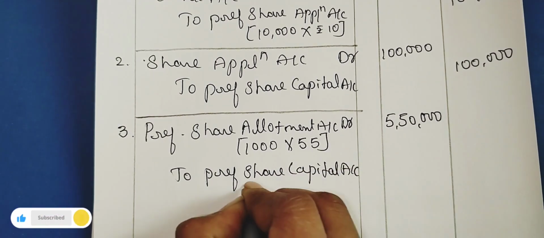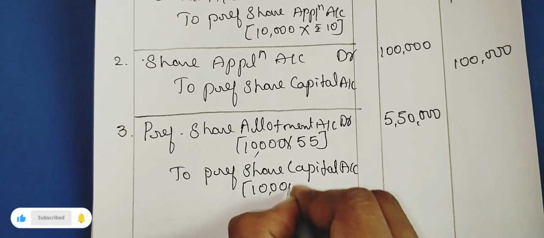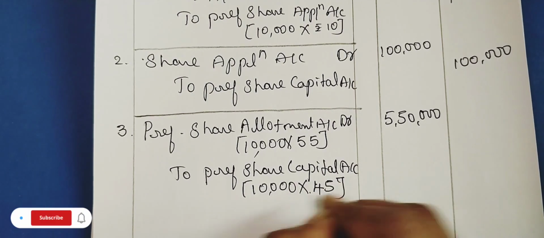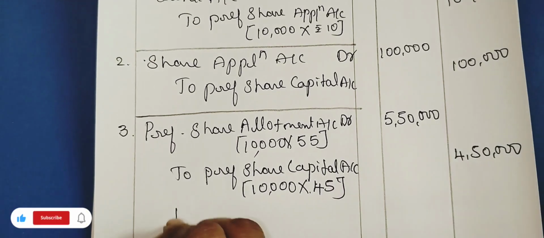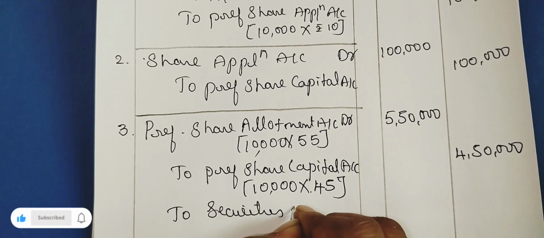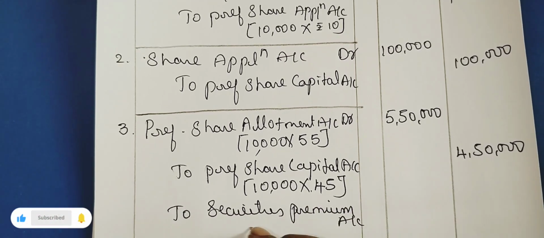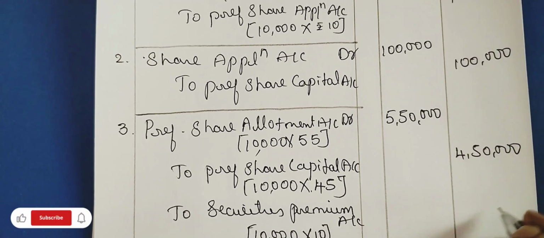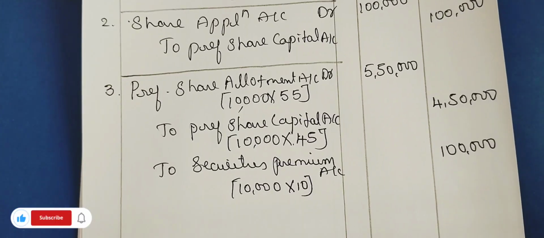That is 10,000 into 10, here also 10,000 into 45, 4 lakh 50,000. Premium amount to securities premium account, 10,000 into 10, 1 lakh. Being share allotment money due.